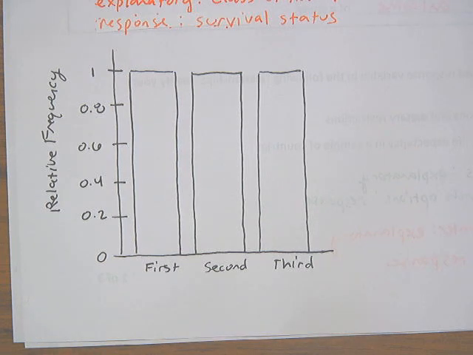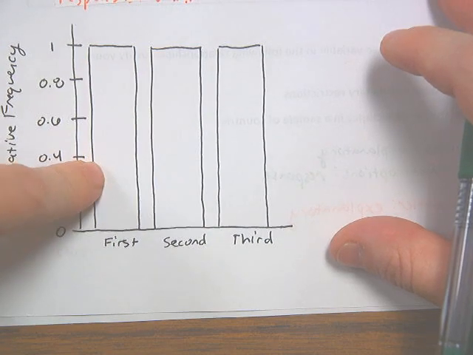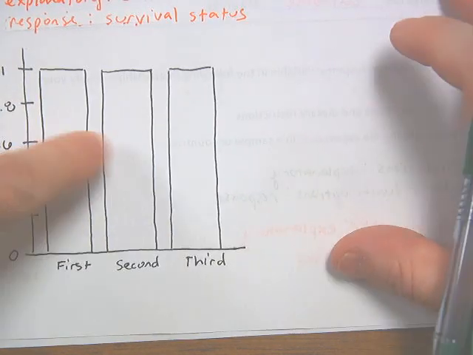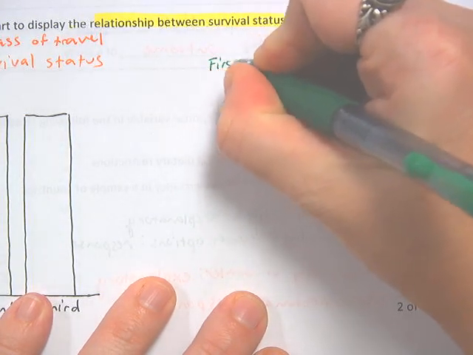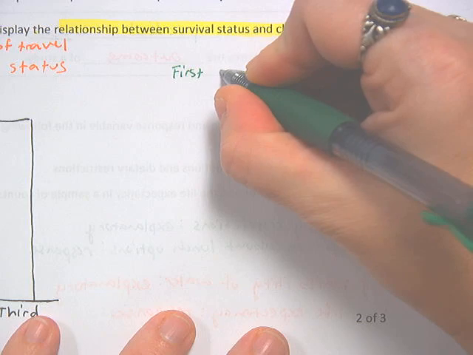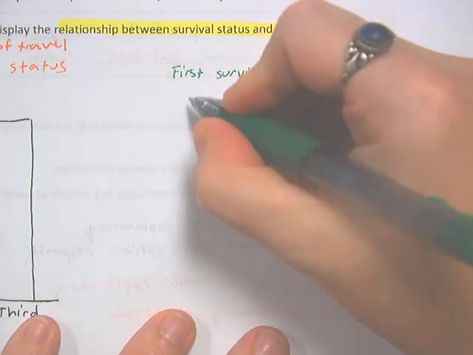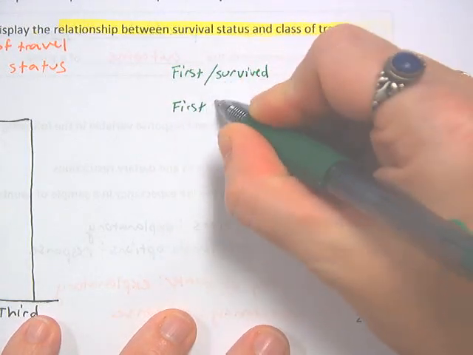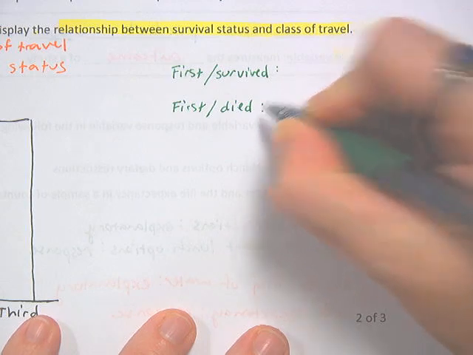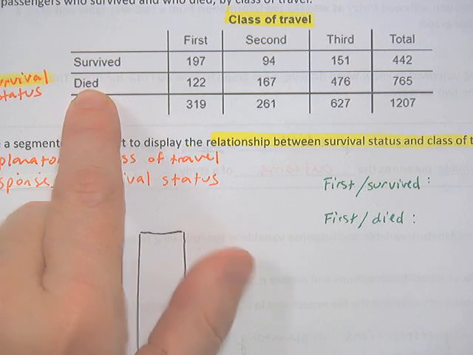Okay, now it's time to do the little mathy bit out to the side. I'm going to have to take this first class bar and separate it into who survived and who died. So think of it that way. Then I'll have to do the same for second and the same for third class. So over here, organize your thoughts. I'm going to first figure out who traveled first class and survived, and who traveled first class and died. And I'm just going in the order that it is right here on the page. Survived is on top of died.